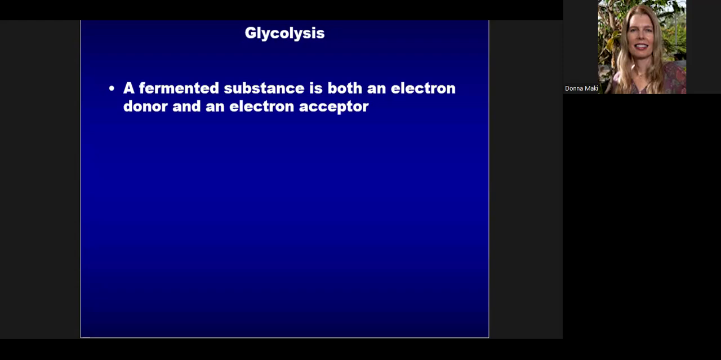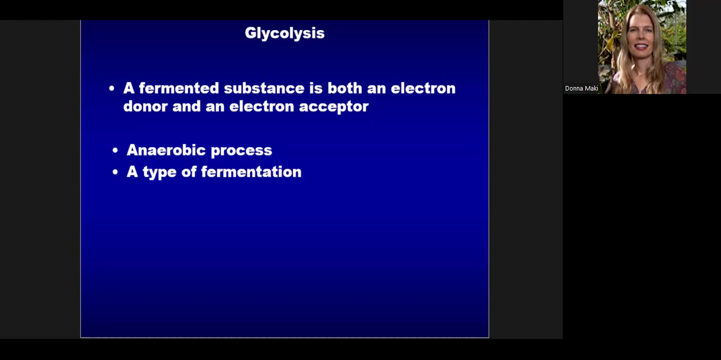Okay, so we need to build ATP. These microbes are doing it. So I wanted to start with glycolysis. Technically, glycolysis is a fermentation reaction. And I think your book phrases it this way, it's a fermented substance that's both an electron donor and an electron acceptor, is how they often talk about it. It's anaerobic because there's no oxygen involved anywhere in the process.